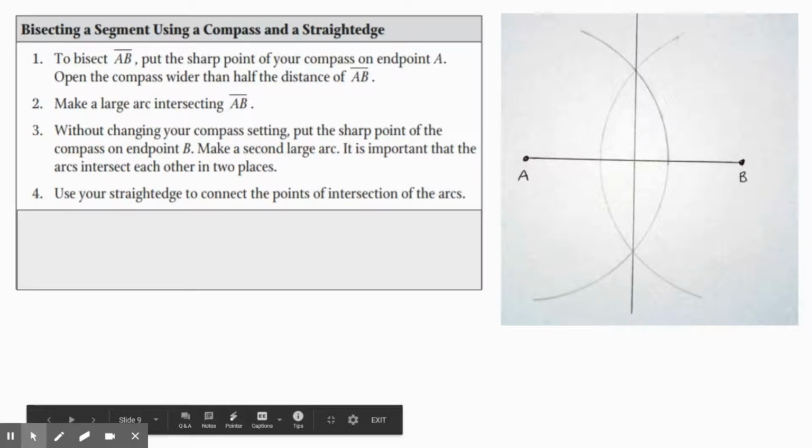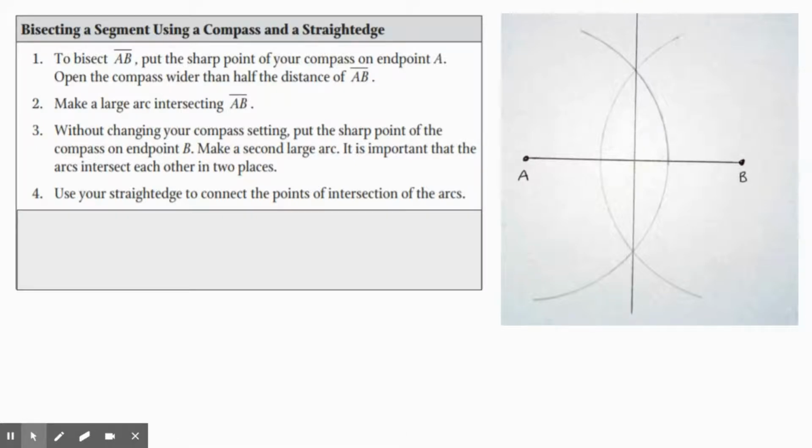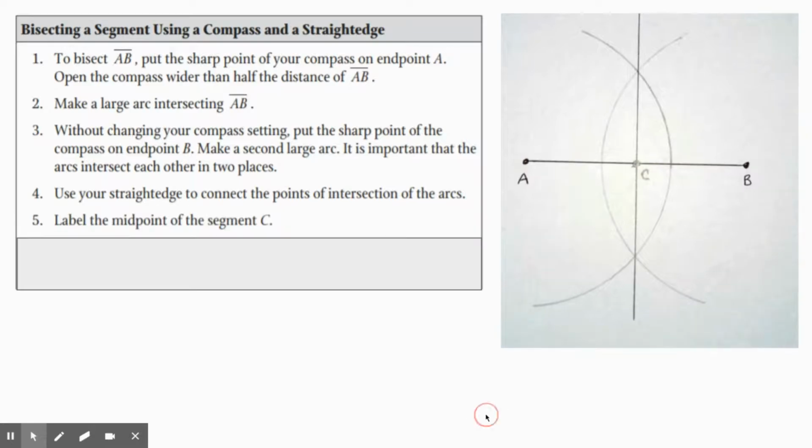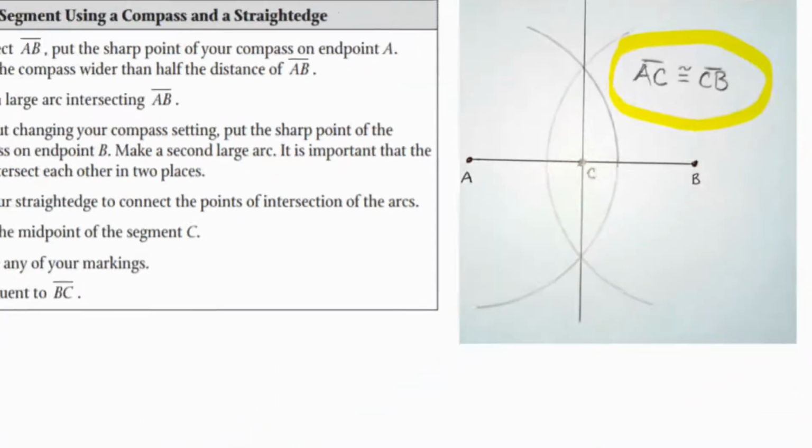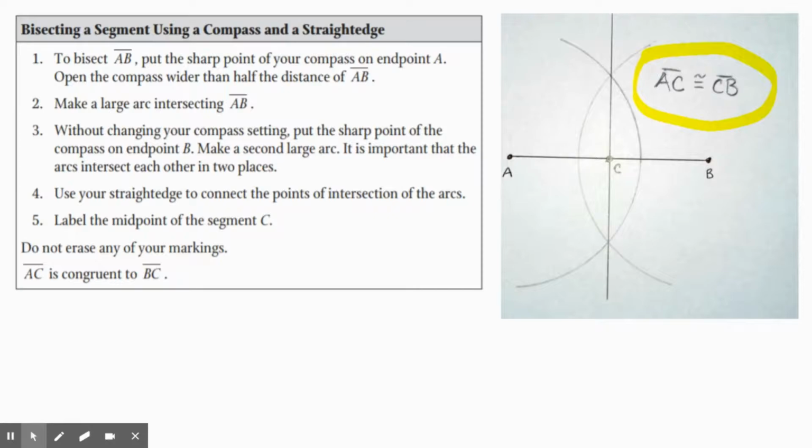And as you can see, I have a line drawn here. Now, where that line intersects AB is where the midpoint is, and I've labeled it C. Now we can make a conclusion. Go ahead and check it with your compass. You can actually see that both of those distances will be the same, and therefore C is the midpoint of AB.